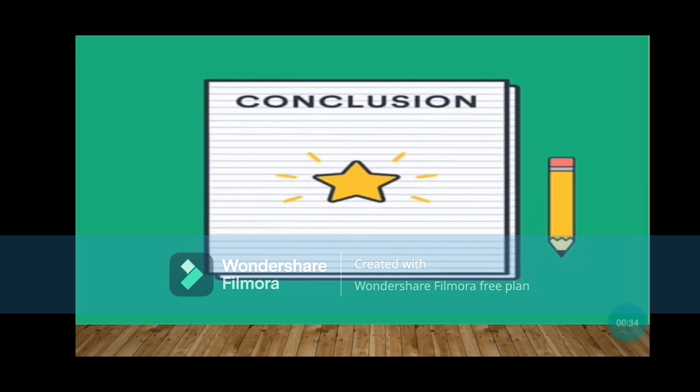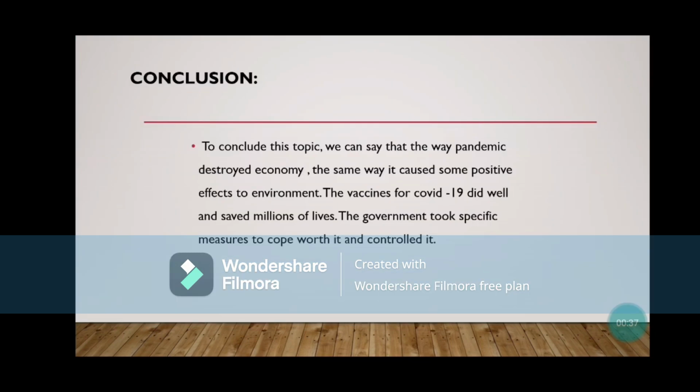Conclusion. So if we want to conclude this topic, we will say that the way the pandemic destroyed the economy, the same way it caused some positive effects on the environment. The vaccines for COVID-19 did well and saved millions of lives. The government took specific measures to cope with it and controlled it.